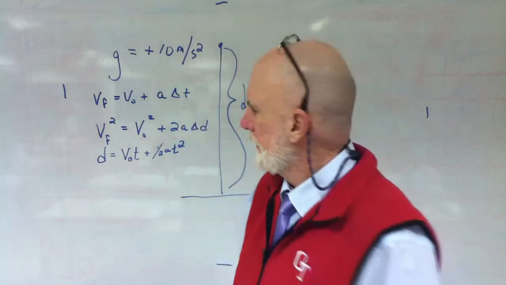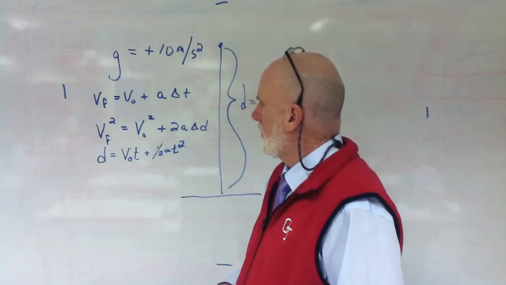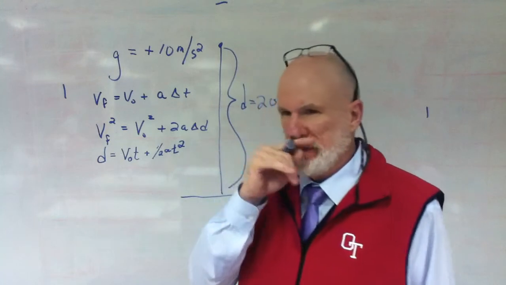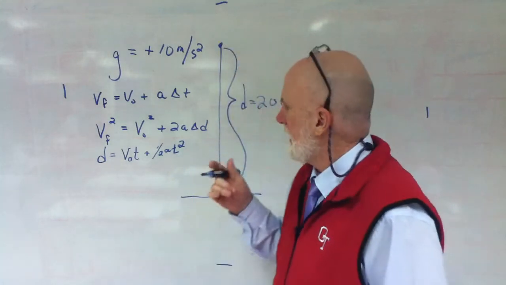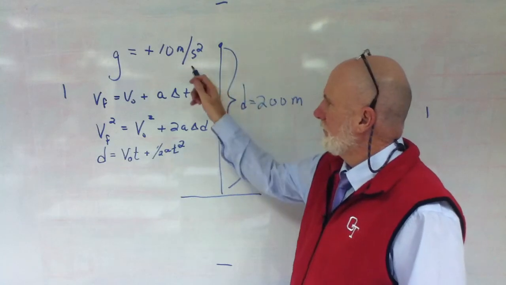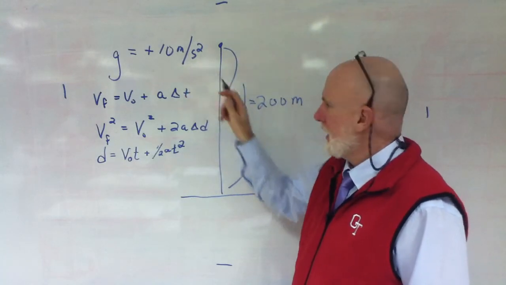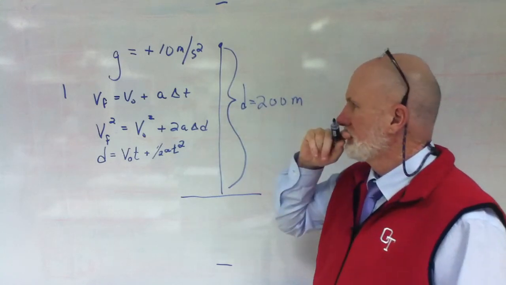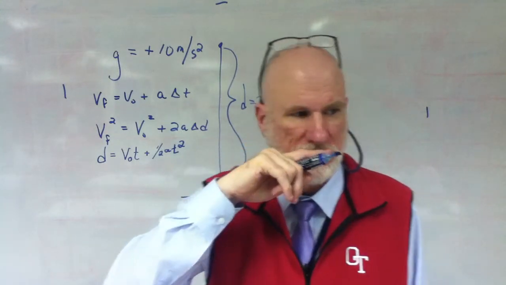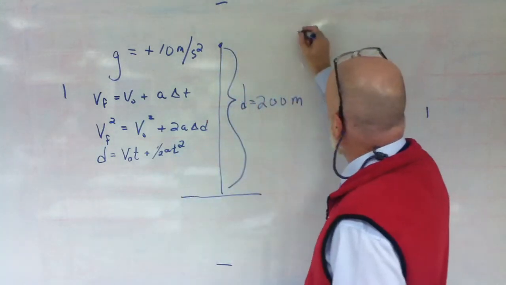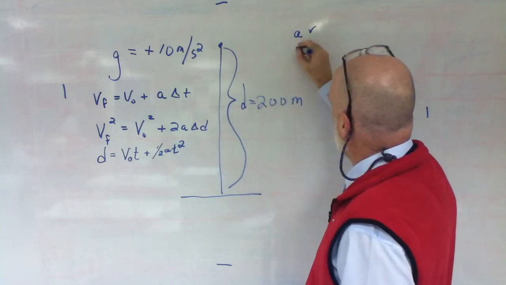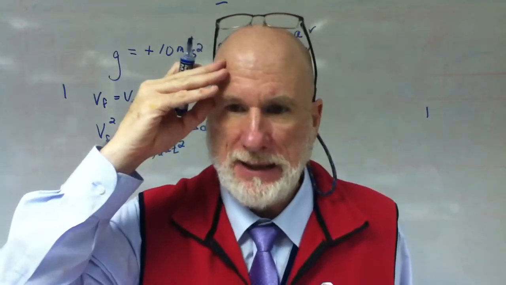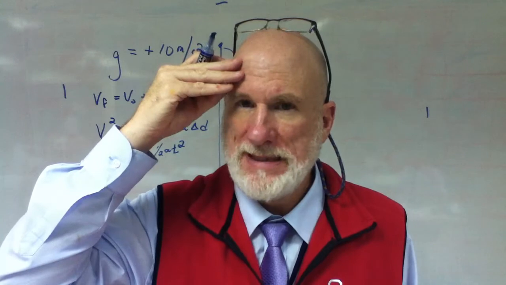Okay. So, I want to know how long it's going to take before it hits the ground. So what do I have? I have an acceleration. I have a distance. That's it. So I have acceleration, I have distance. What else do I have? What is implied that I have? What's implied?